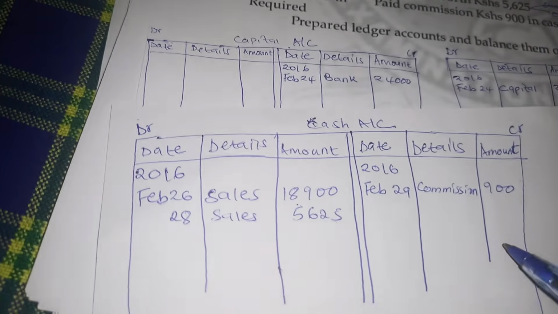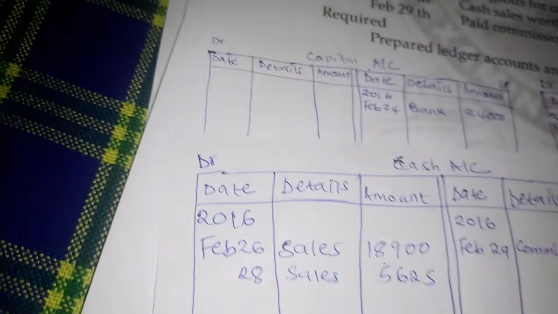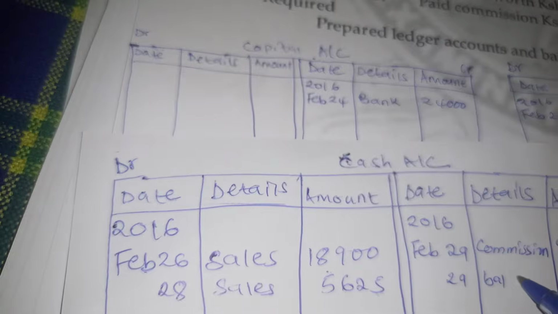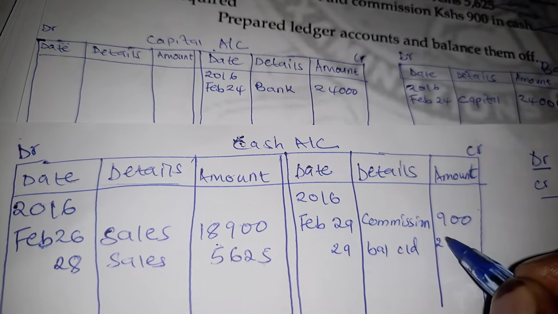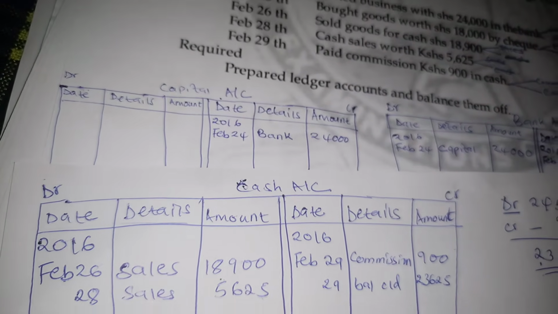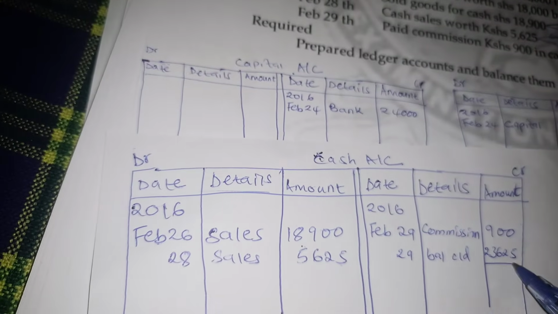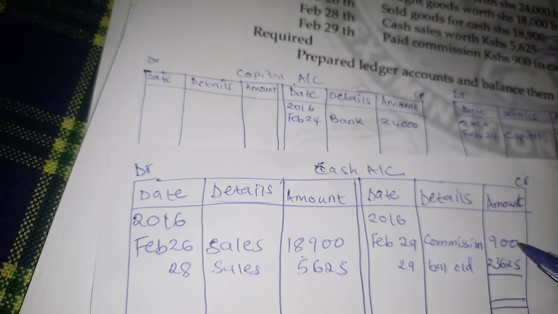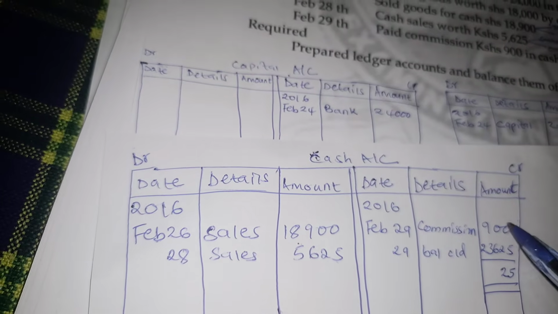So the side with the lower total is where we are going to record this figure, and it is the credit side. So balancing on 29th, the balance carried down will be 23,625. And then you can get the totals for both the debit and the credit side.